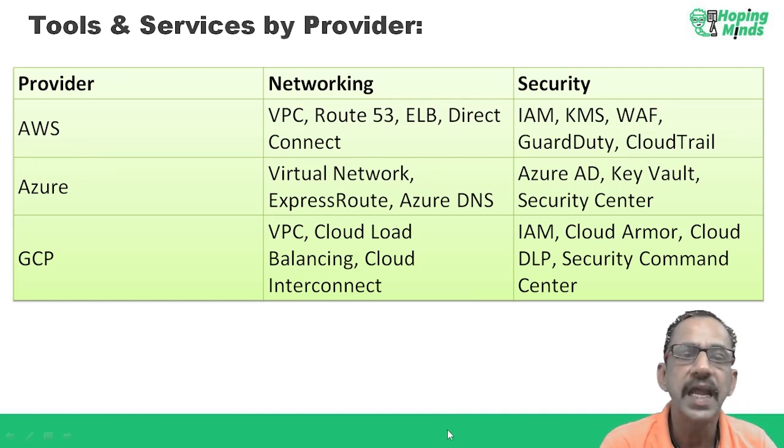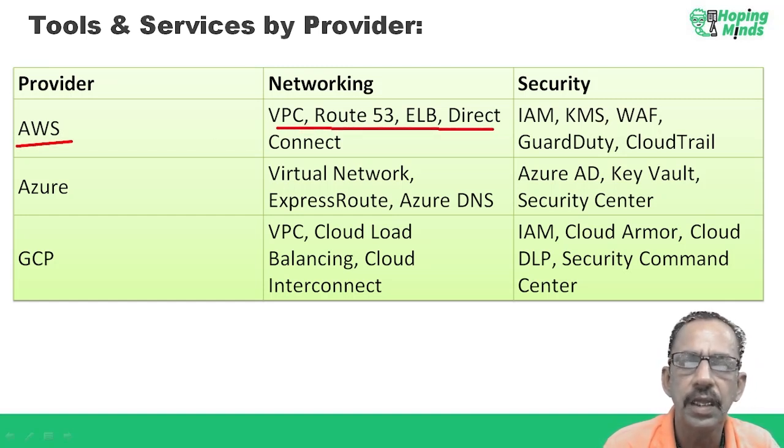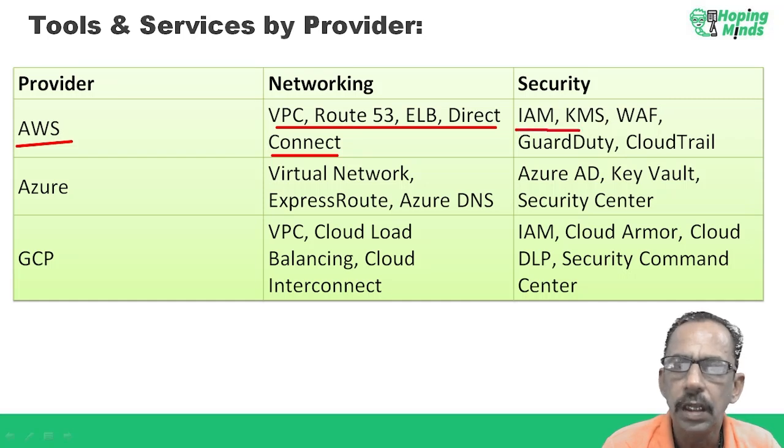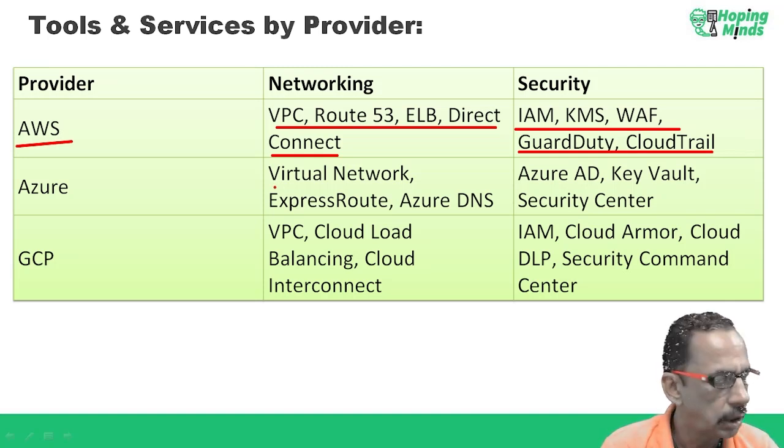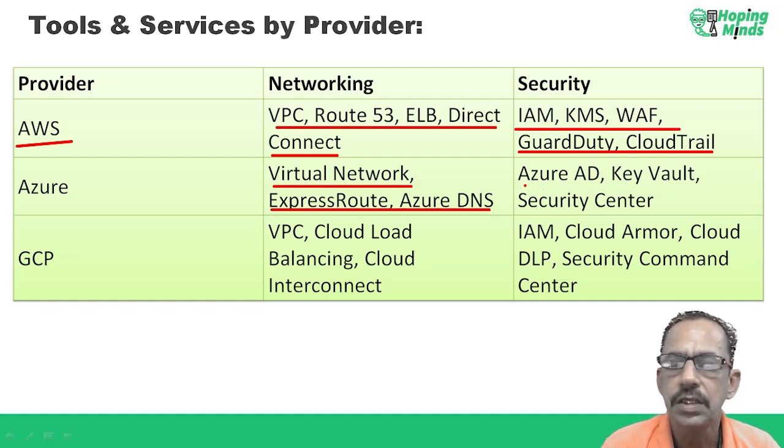So the tools and services by the provider. By AWS, the networking tools we have already discussed: VPC, Route 53, ELB (Elastic Load Balancer), and Direct Connect or VPN also. For security: IAM, KMS, Web Application Firewall, GuardDuty, CloudTrail. These are all the tools that we use in the cloud environment for security. In Azure, it becomes Virtual Network, ExpressRoute, or Azure DNS. Security is Active Directory, Key Vault, and Security Center.